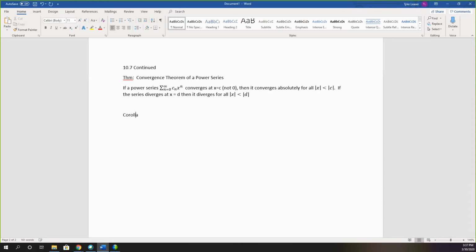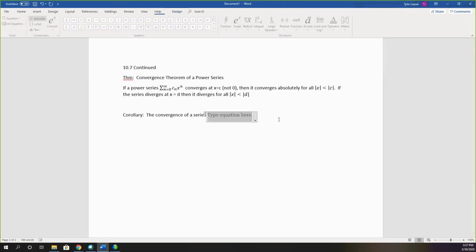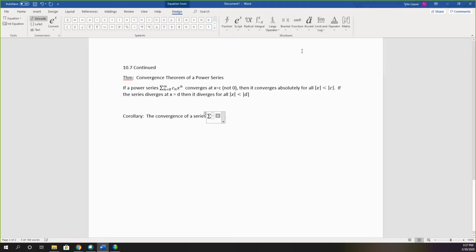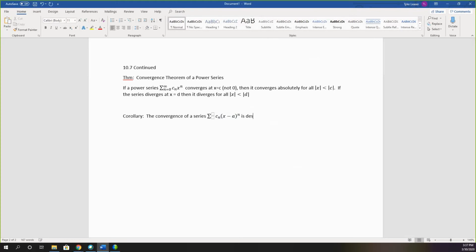This is actually a corollary of the last theorem. The convergence of a series, so this is just a generic series. This one does not have to be centered at 0. Let's look at one that's now centered at a. So the convergence of this series is described by one of the following. And there are 3 different things here.